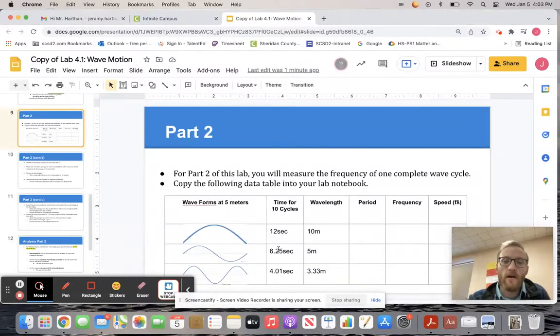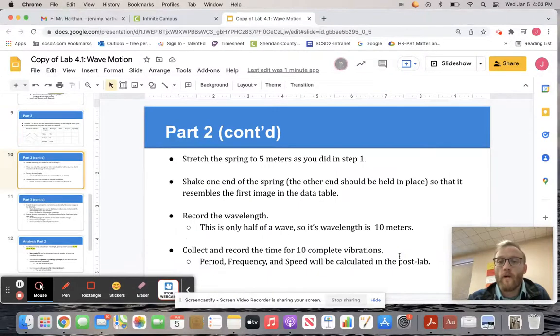Same thing here. We're going to go number of waves, 10, divided by our 6.25 seconds. And then finally, 10 waves divided by 4.01 seconds. That should give you your frequency. So take a second, go ahead and get those calculations in. And then we're going to talk about wave speed.